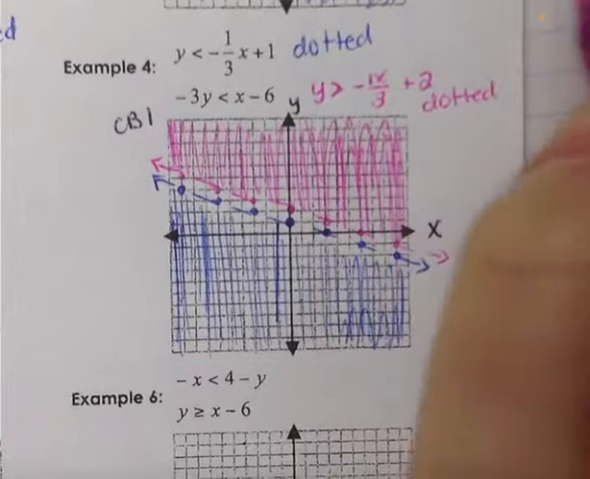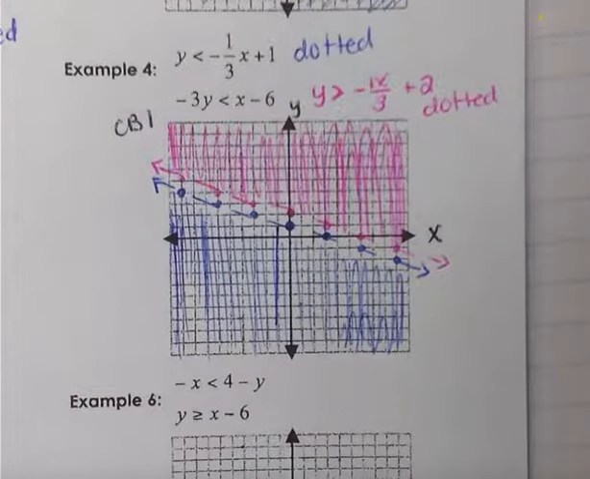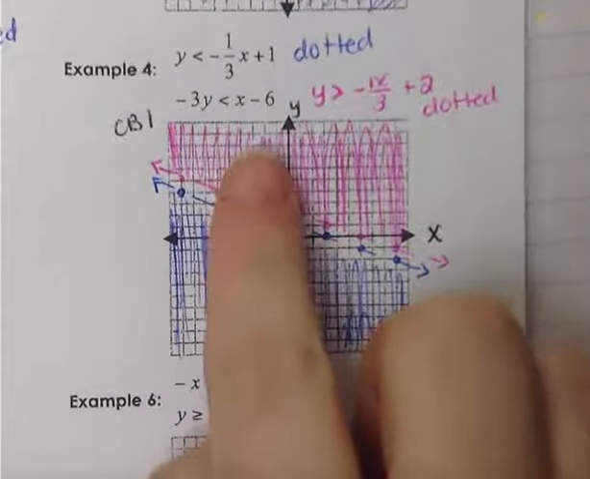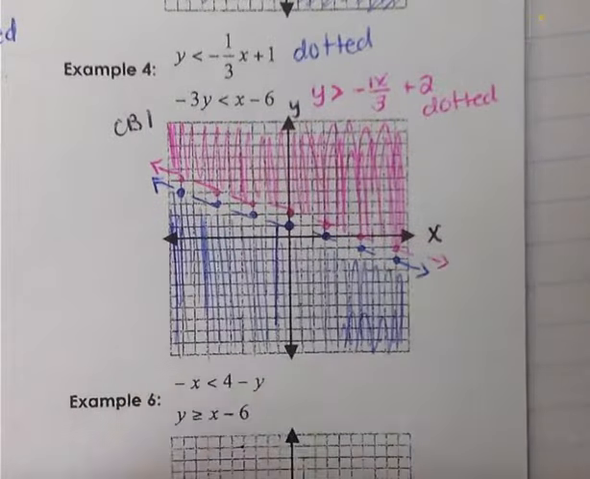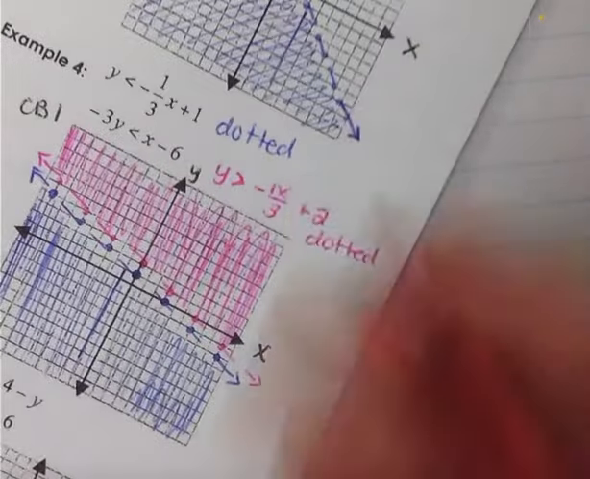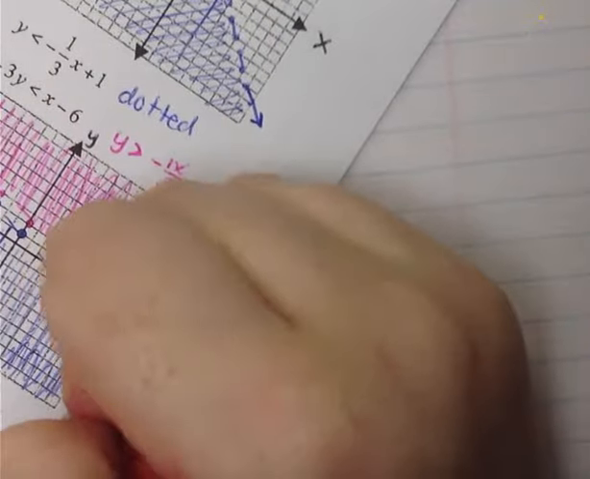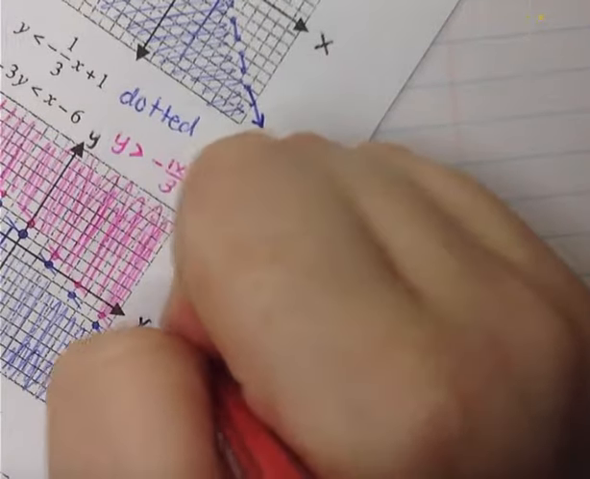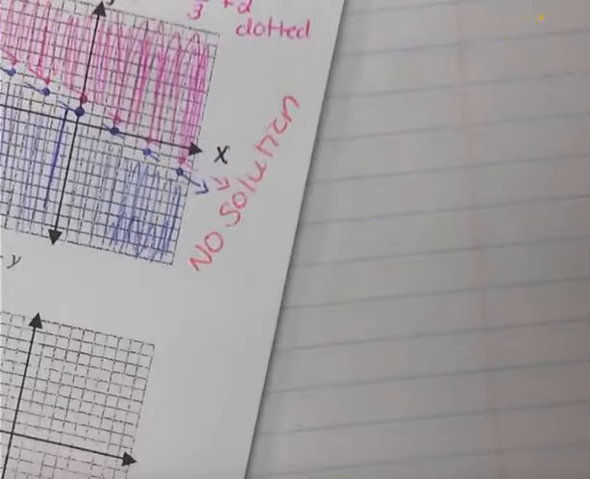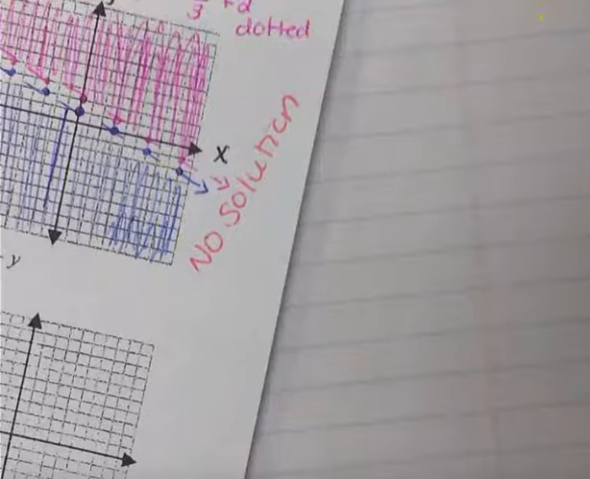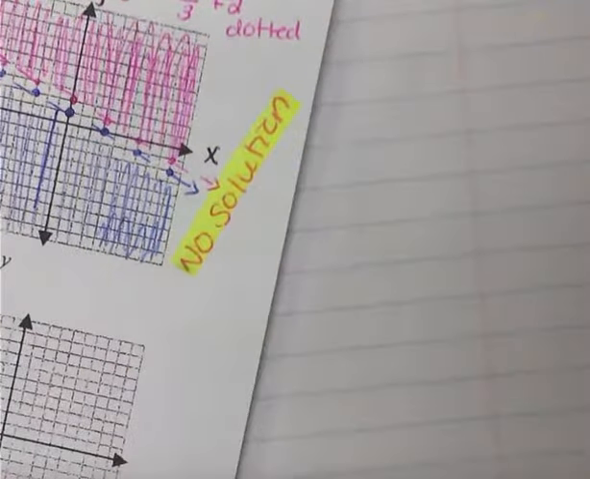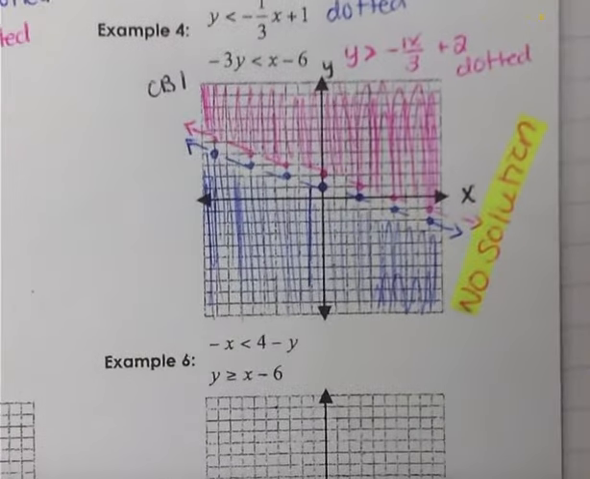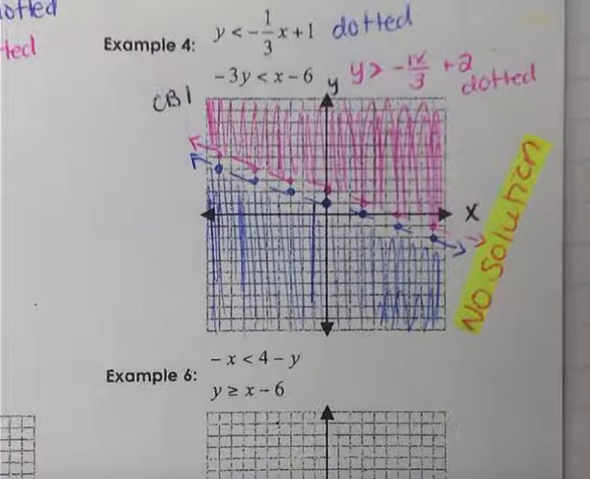So our solution is where the two colors overlap, and as you can see, the blue line, the first inequality, and the second inequality never actually overlap. Therefore, this actually means we have no solution. I'm going to put that on the side, no solution. And as before, this is a possibility because inequalities might not overlap. So this was a no solution because the lines do not overlap and the shading do not overlap.